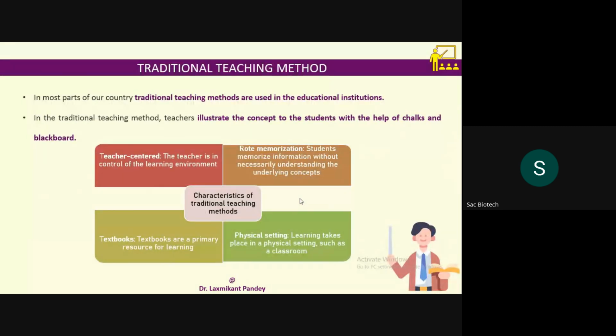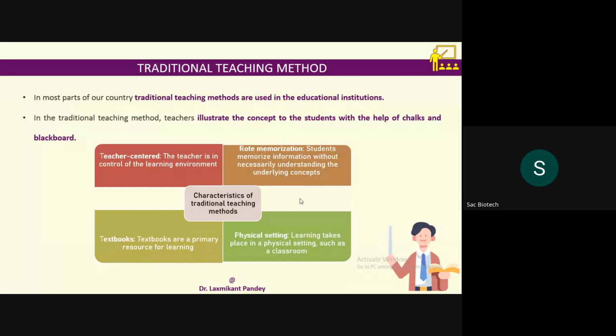Okay, now first of all we talk about the traditional teaching methods. Still in most parts of the country, you can see the traditional teaching methods being used, because I will discuss the merits of the traditional teaching methods, and because of that they are used in most institutions and countries. So what are the characteristics of the traditional teaching methods?